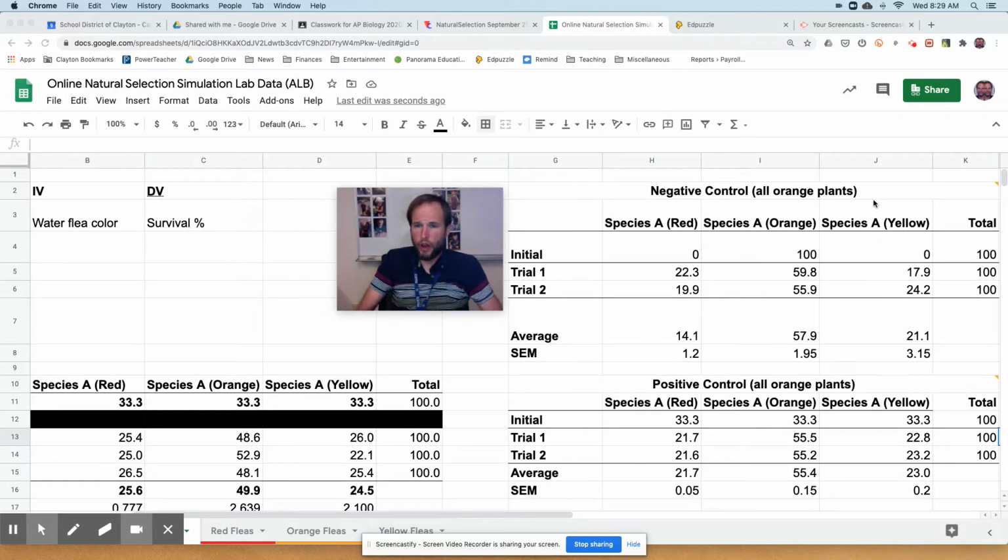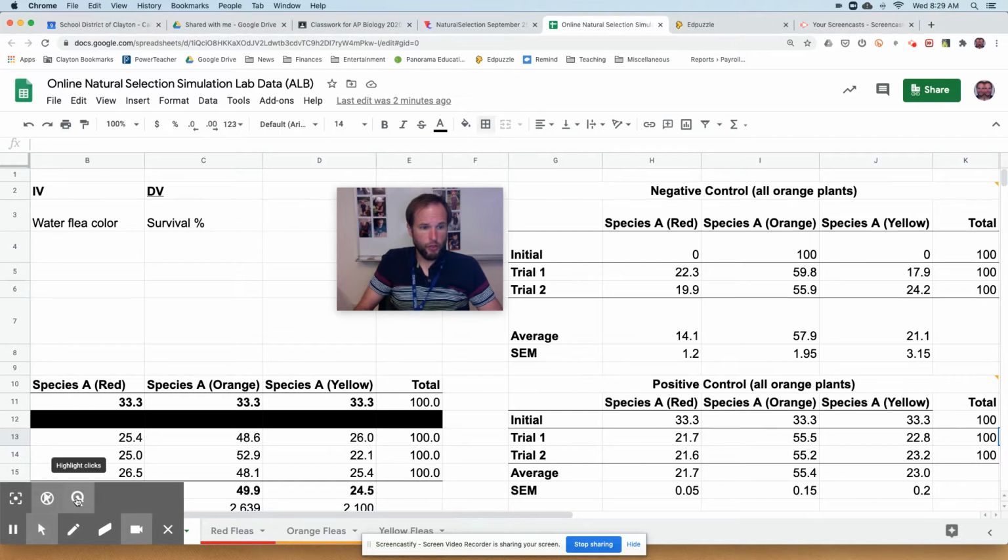I thought to myself, well, if I set up an experiment where all of the water fleas were orange and they were living in an environment that was exclusively composed of orange plants, well, all of the water fleas should be able to successfully camouflage and hide from the predatory fish. And as a consequence, there shouldn't be a significant change in the dependent variable over the course of time. So I set up the experiment to include 100% of the water fleas being orange in coloration, while there are zero red water fleas and zero yellow water fleas.